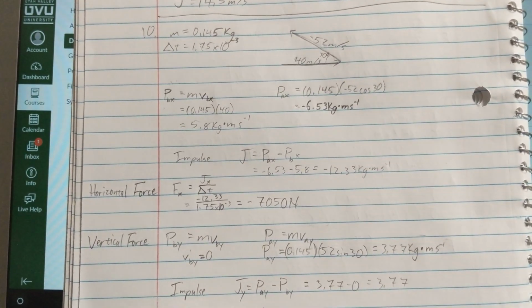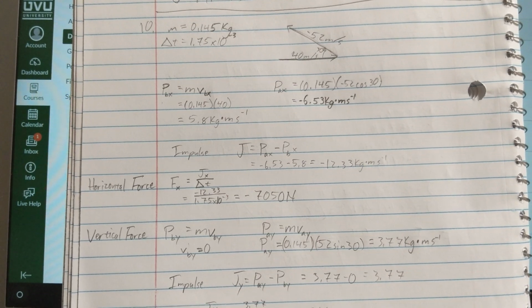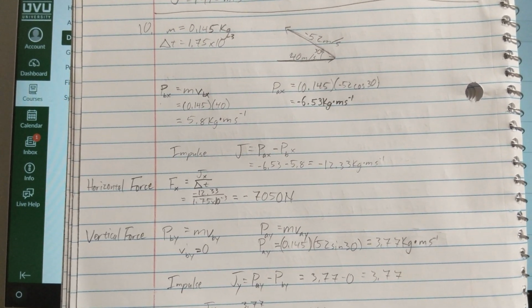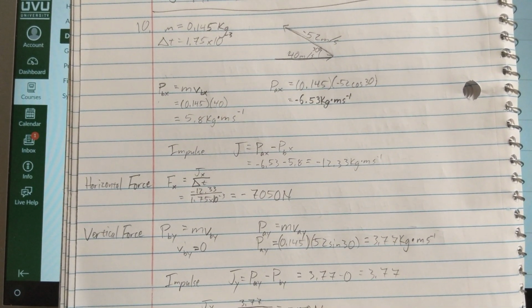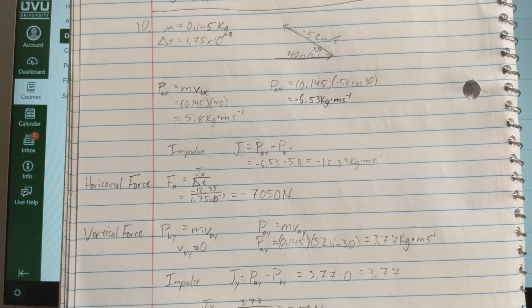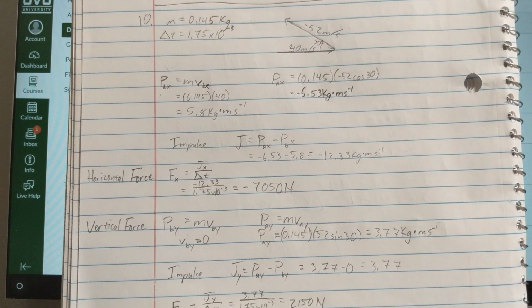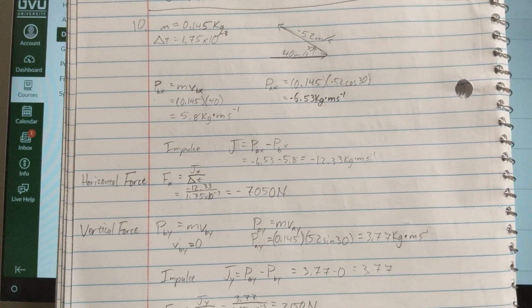Alright, this is chapter 8, problem number 10. The question is, a bat strikes a 0.145 kilogram baseball. Just before impact, the ball is traveling horizontally to the right at 40 meters per second. When it leaves the bat, the ball is traveling to the left at an angle of 30 degrees above horizontal with a speed of 52 meters per second.